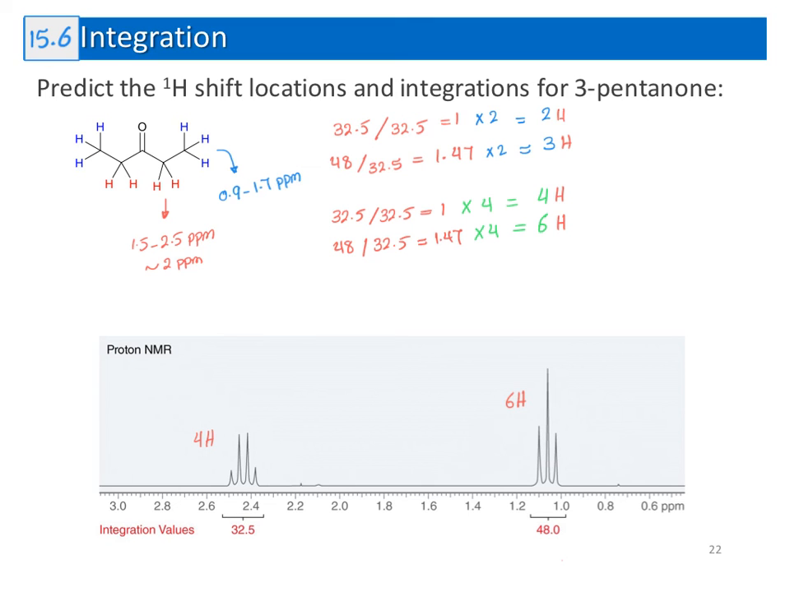Now if we look at this signal, it appears at around 1.1, which is within this range. And if we look at this signal, it appears at around 2.4 to 2.5, which is within this range. So with the chemical shift, we can even assign these signals. This signal belongs to CH3 groups and this signal belongs to CH2 groups.